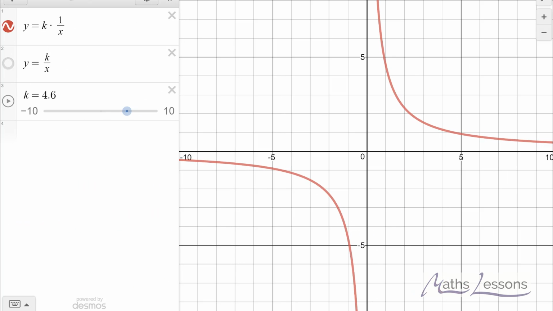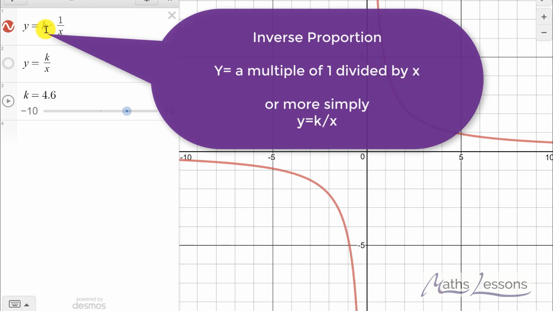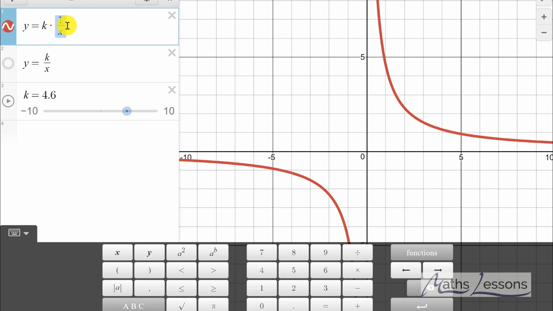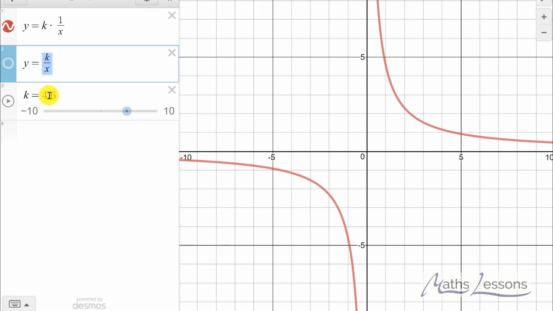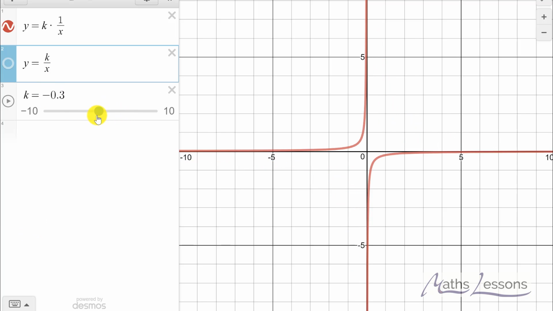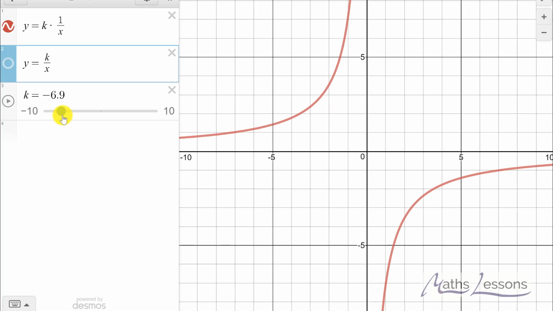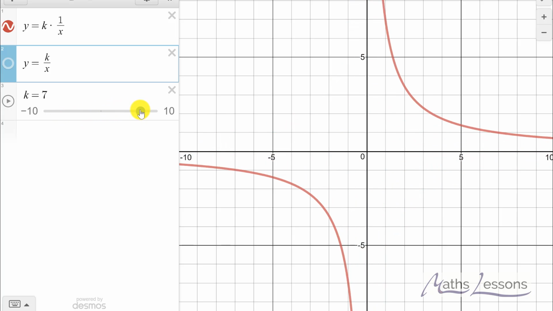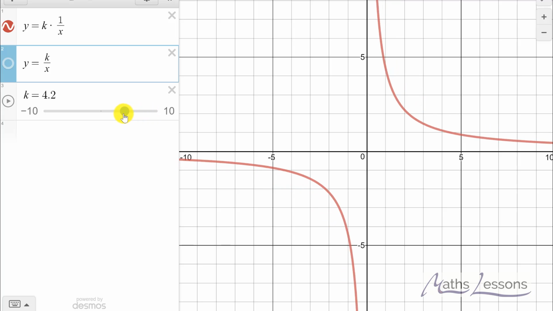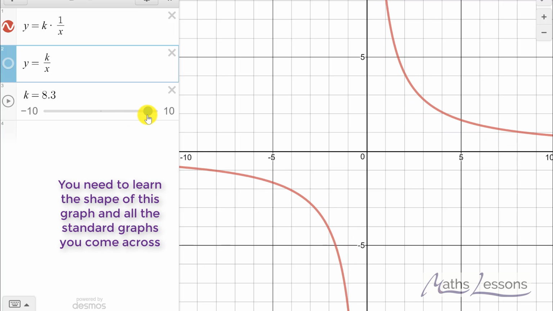Now I just want to look at what the graph of an inverse proportion problem looks like. Remember, in my previous video I said that if y is proportional to x, then y is equal to a multiple of x. Now if it's inverse proportion, then y is equal to a multiple, this k value here, of 1 over x. Or we could quite simply say y is equal to k over x. Now if I change my value k, this is what happens to my graph. When it's negative, it ends up over there. When k is positive, we get this shaped graph. So this is the sort of shape of graph we'll get with an inverse proportion problem.